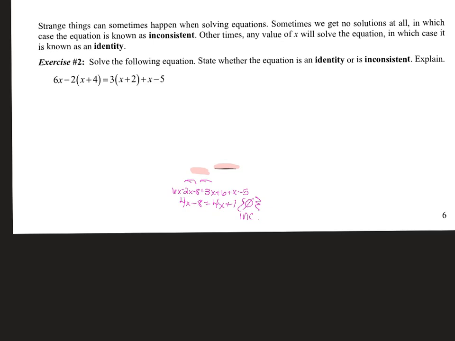But if I wanted to continue showing my work, I would subtract 4x from both sides, and I would get -8 equals 1, which is not true. And so that's where the inconsistent comes from.